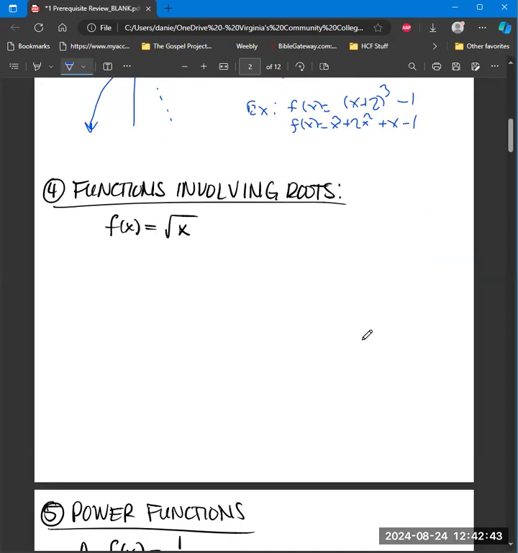All right, now we've got some radical functions, functions that are involving roots. First one is going to be the square root of x. It's going to look like that.